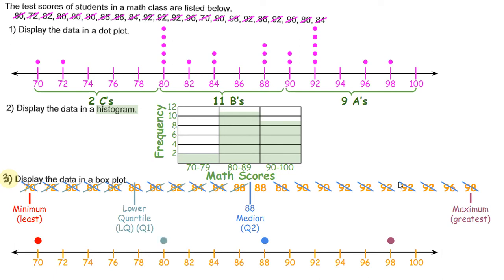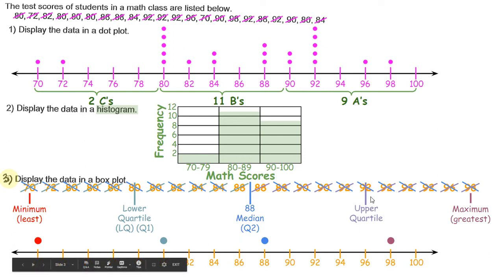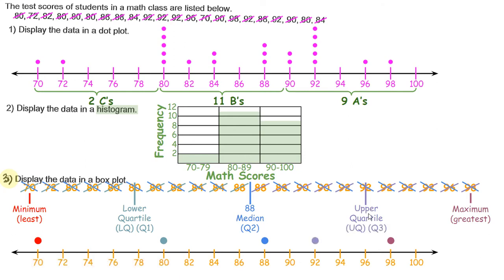Now to find the median of my upper half, I'm going to cross off beginning, end, beginning, end, from the upper half, and so forth. We get to the upper quartile, or the median of the upper half, which is 92. So I'm going to draw a dot at 92.